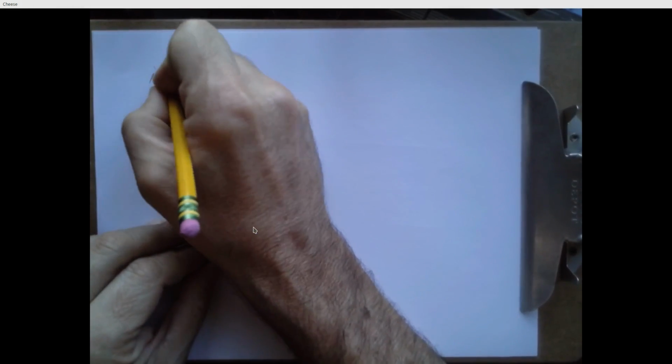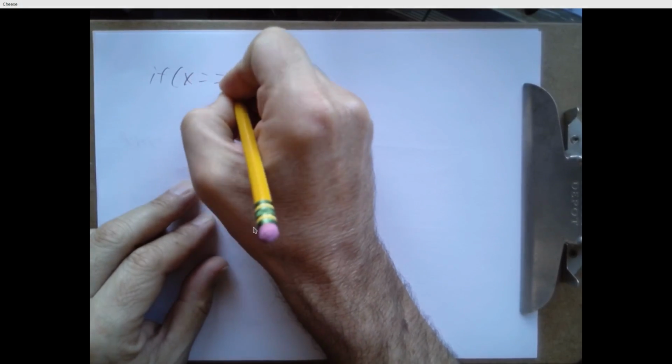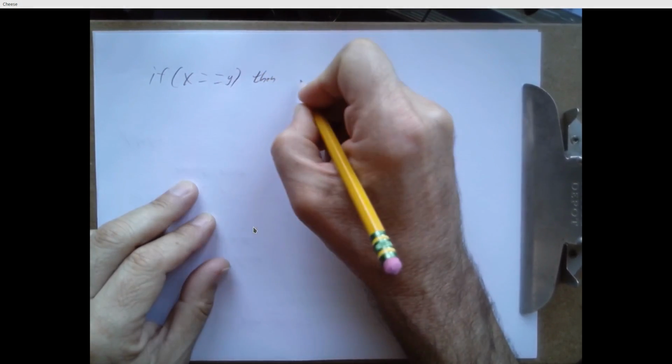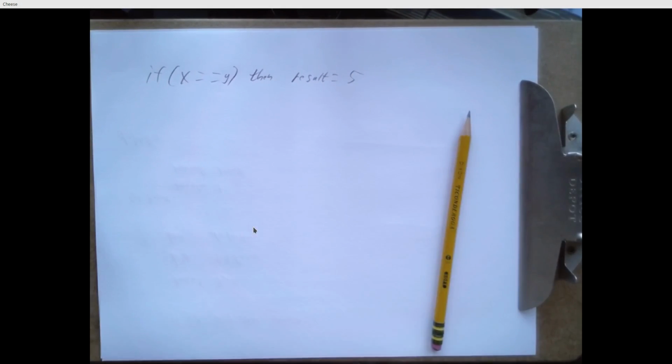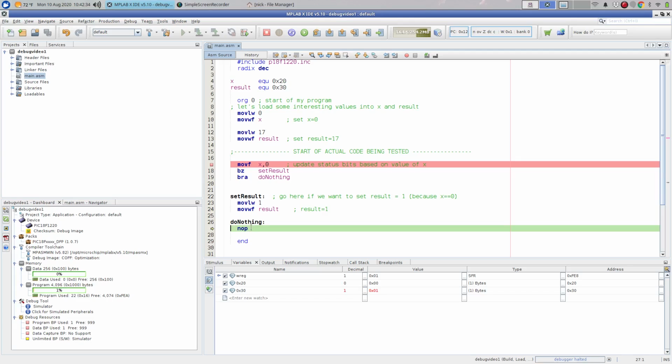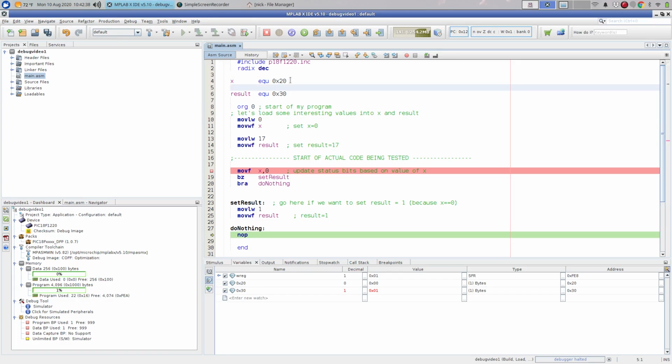Alright, let's keep going. Let's try this. If x equals y, then result equals 5. Okay, so I'll add a new variable in here. Put a variable y in there, and I will put in some new watches.